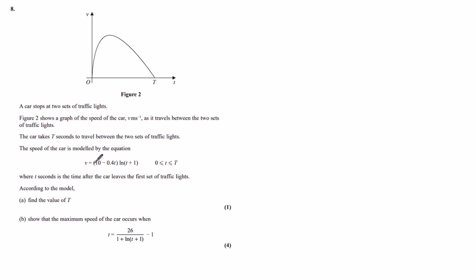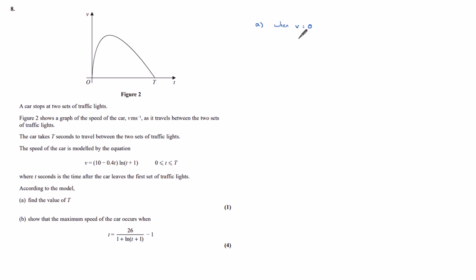The speed of the car is modelled by the equation v = (10 - 0.4t) ln(t + 1), where t is between 0 and capital T, where t seconds is the time after the car leaves the first set of traffic lights. According to the model, part A, find the value of T.